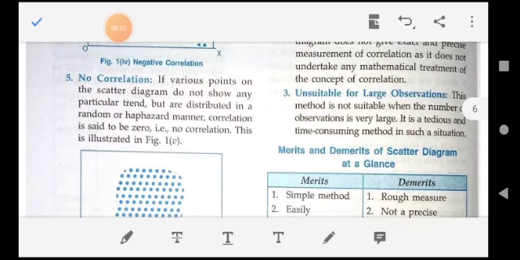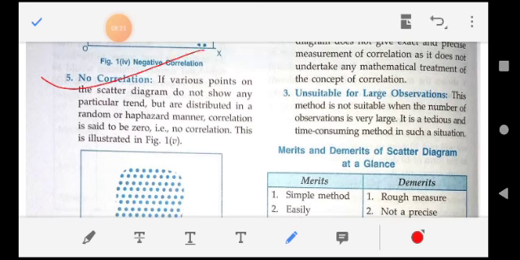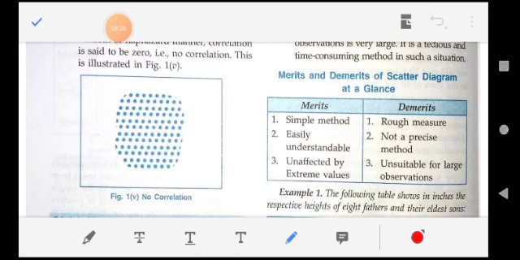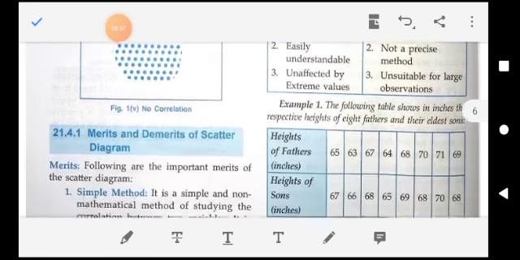And the last one is absence of correlation. See the diagram here: the dots are scattered. Neither positive nor negative, they are scattered. They have no direction, so not positive, not negative, they are scattered. If we get dots like this diagram, then there is no correlation between the two variables.